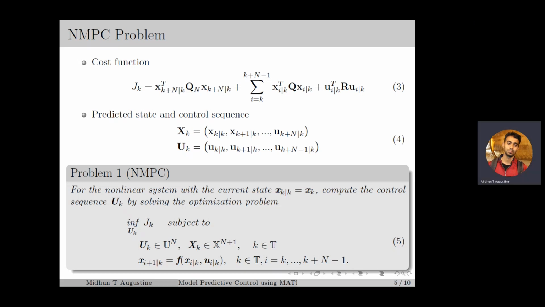The control sequence is computed by solving the optimization problem in equation 5. This has to be repeated at each time instant k, and the first element of the control sequence is applied to the system at the current instant, which results in a receding horizon scheme. Compared to LMPC, here the major difference is that the system model or the state equation is nonlinear, which makes the equality constraint in the optimization problem nonlinear. Therefore, in NMPC, the optimization problem will be a nonlinear programming problem which can be non-convex based on the state equation.